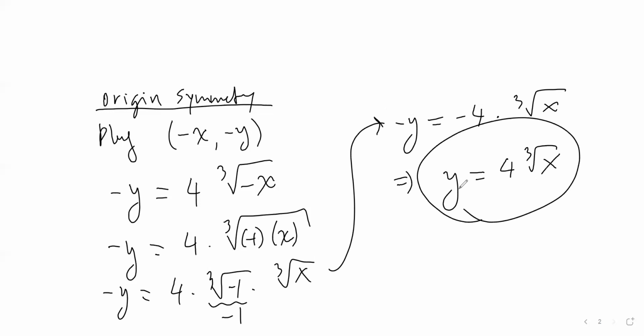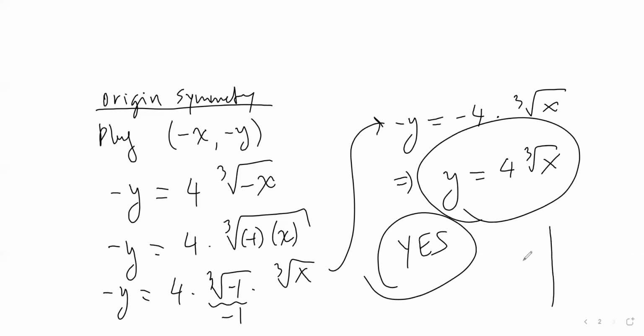Exactly the original one, right? So that means yes, we do have a symmetry. So we only have origin symmetry for this function. If you use your calculator, you can actually see that the graph of this function is sort of like this, and that's exactly symmetric with respect to origin. So no x-axis symmetry, no y-axis symmetry. Origin symmetry, yes, we do have origin symmetry for this function.